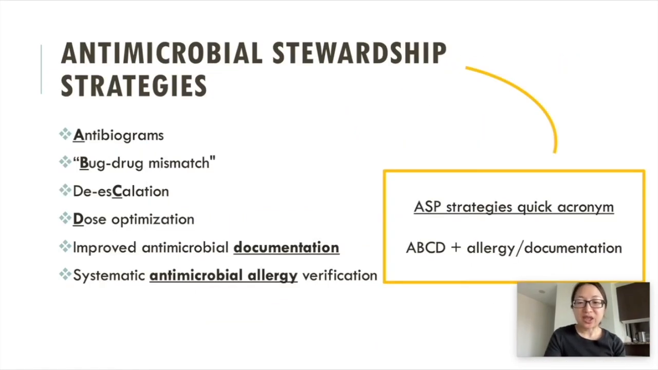Antimicrobial stewardship strategies that pharmacists can use when reviewing prescriptions and prescribing for minor ailments, such as urinary tract infection and tick-borne illnesses, include the use of antibiograms, identifying bug-drug mismatch, de-escalating therapy, optimizing antimicrobial dosing, improving documentation on prescribed antimicrobial therapy, and systematically verifying antimicrobial allergies. A quick acronym to remember these strategies is the ABCD plus allergy and documentation.